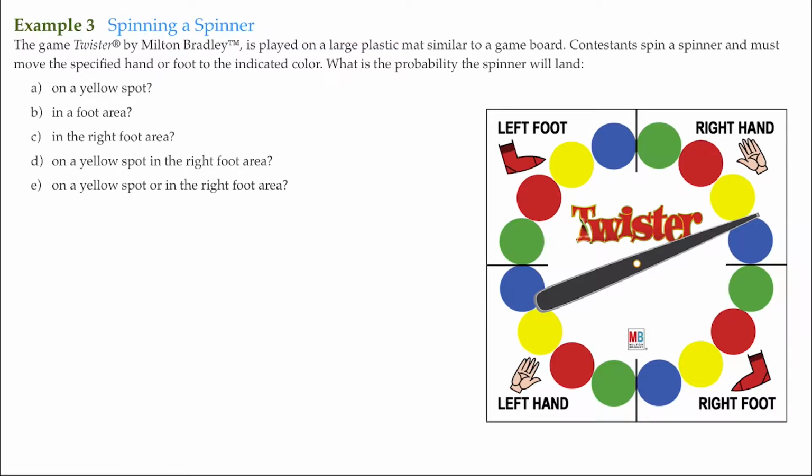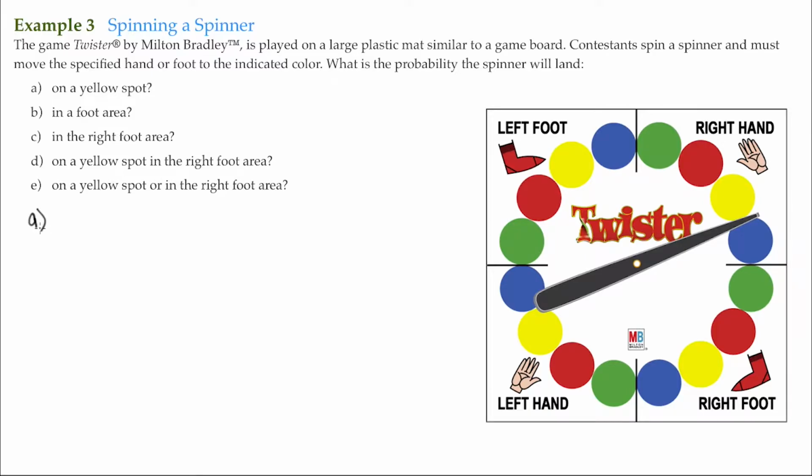What is the probability the spinner will land? And then we have these 5 questions right here. Now this graphic here, you could also find as an interactive graphic within the body of the lesson, but we have it reproduced here. And it says, what is the probability the spinner will land? And for A, it says on a yellow spot. So I'm going to put A right here.